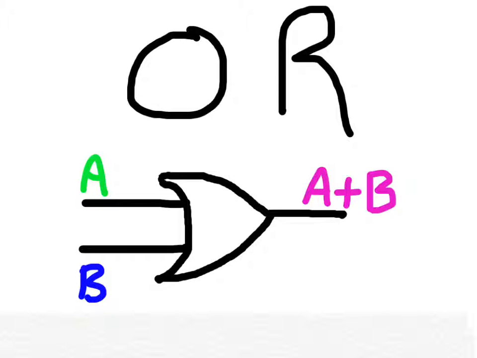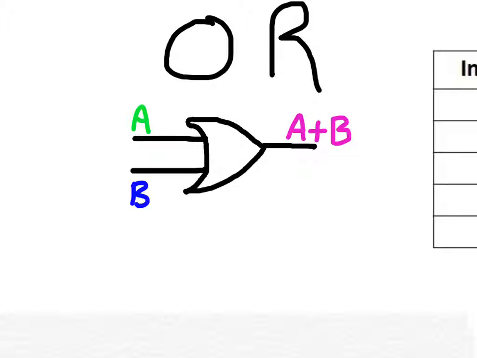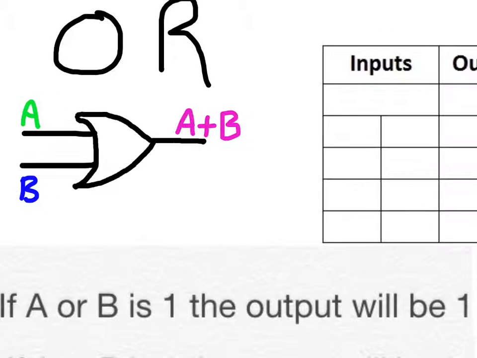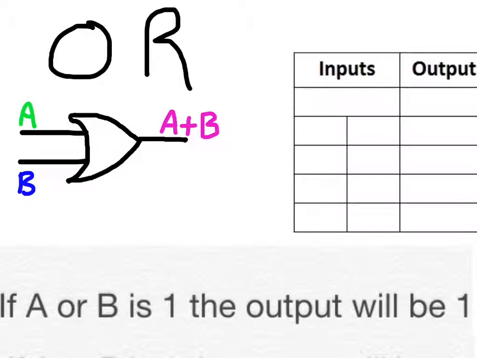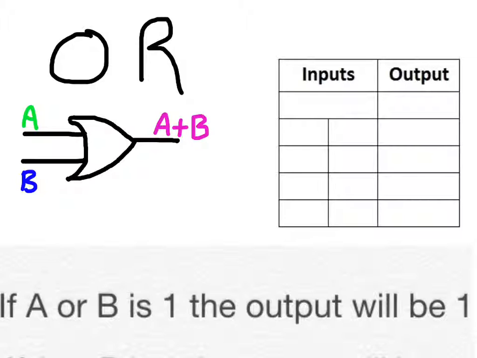Let's look at what the logic rule for the OR gate is. It states that if A or B is 1, then the output will be 1. Let's bring over the logic table and start applying that rule. First thing that we need to do is populate some of our knowns. We know what our inputs are. We know that we've got an A and a B input, and we know that our output is going to be what we call A or B.